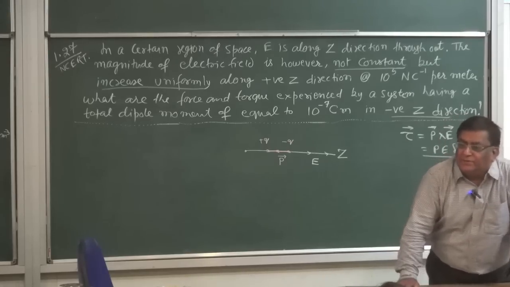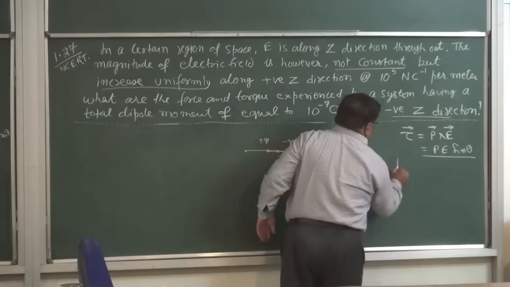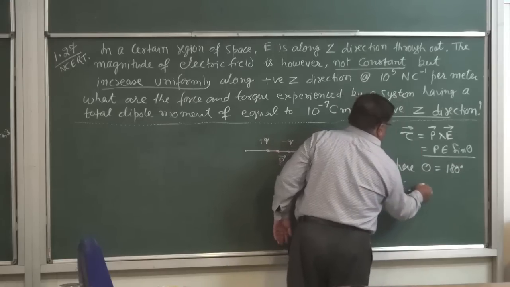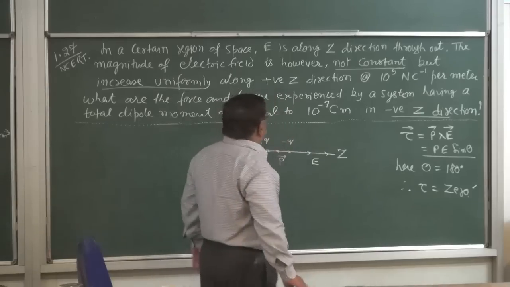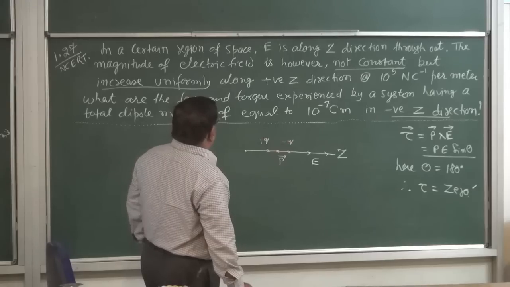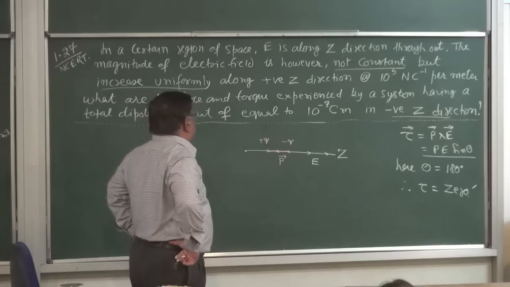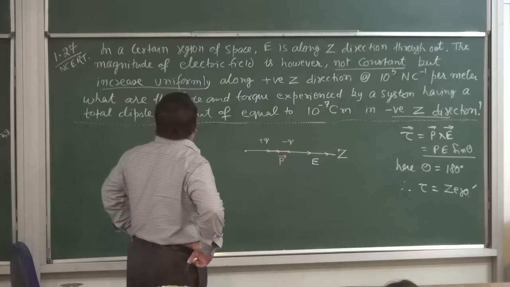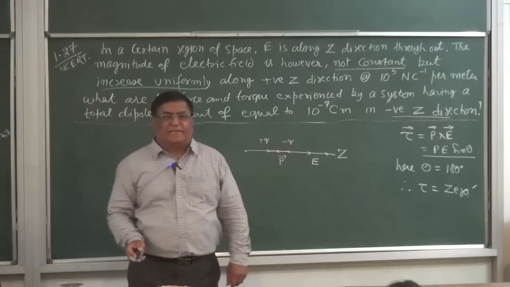ठीक है, तो प्लीज नोट डाउन द टॉर्क. ये फॉर्मूला लिखेंगे. ये एक आंसर आ गया. अब दूसरा आंसर क्या है? फोर्स. What are the force and torque experienced by a system having a total dipole moment equal to 10 to the power minus 7 C·m? थोड़ा इसके बारे में सोचिए, बताइए कैसे निकाल सकते हैं.